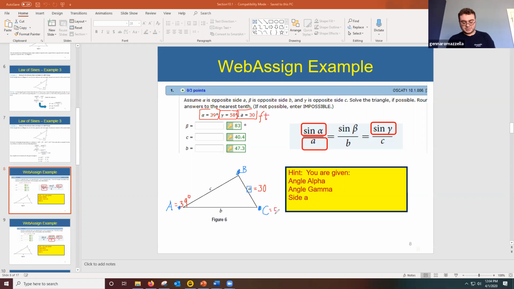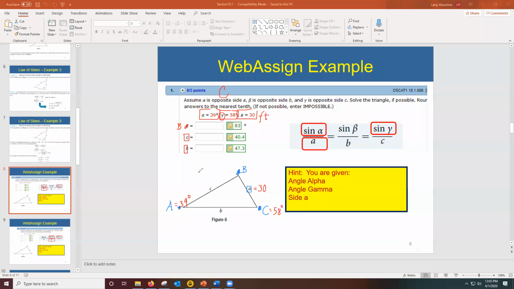Is it gamma or gemma? I usually say gamma, but that's why I think this is confusing because, Gennaro, as you mentioned earlier, it almost looks like the letter Y, right? So rather than use that Greek letter, I'm going to use capital C. All right, now I need to figure out everything else. So they want to know angle B, that's one unknown. Then they want to know side c, and they want to know side b.